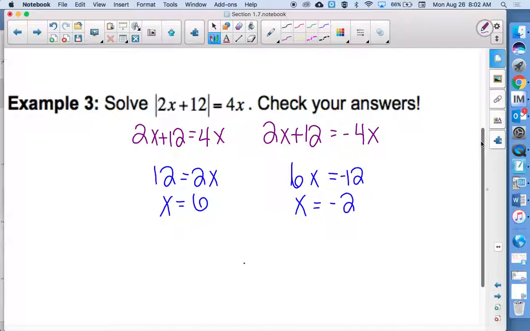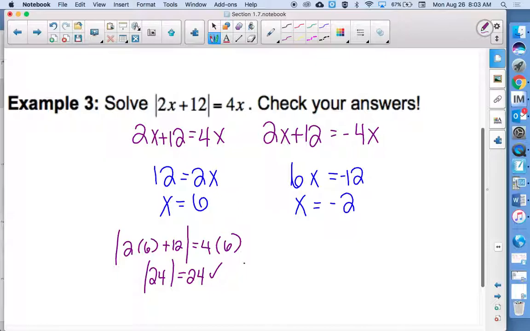So just to kind of show you, we have 2 times 6 plus 12. But because there's an x on the other side, I need to also plug in that other value. So 2 times 6 is 12, plus another 12 gives us 24. And 4 times 6 is 24. Leah, does the absolute value of 24 equal 24? Yeah, so I'm going to put a little check mark here. It works. I checked it.